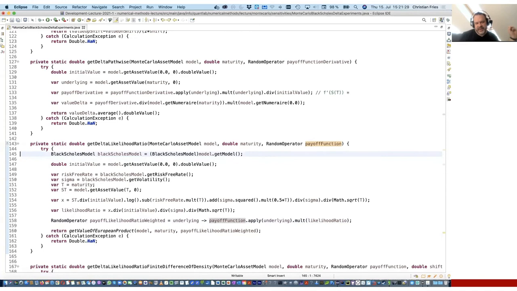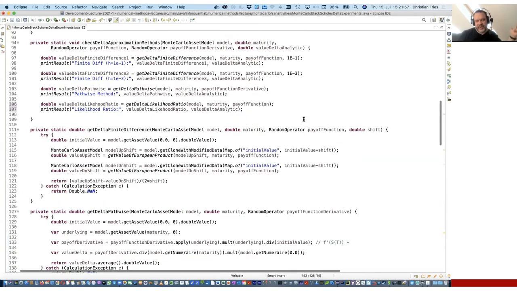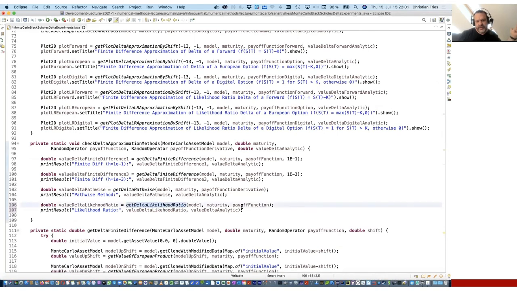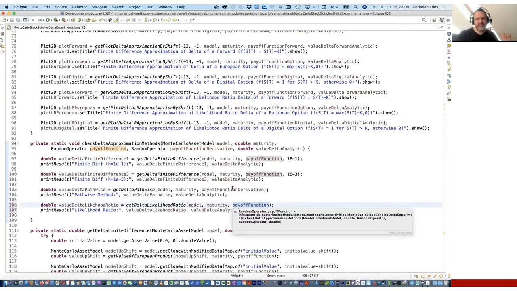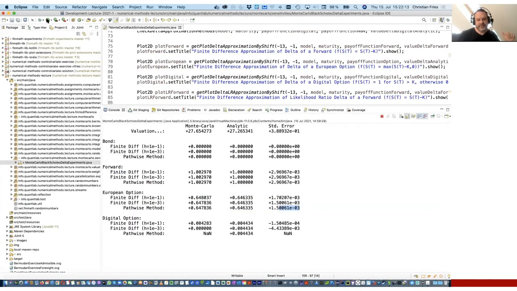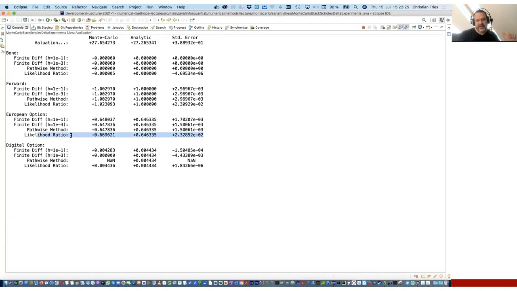And you see that it is model-specific here in the code because I need to know that it is a Black-Scholes model. I need to extract all those parameters, and then I have to find the weight for this specific model. So this part here is model-dependent. So let's run now all our financial products, so the bond, the forward, the call option, and the digital, with this method. So here I pass the payoff function and I just have this method. So I have here delta likelihood ratio with the payoff function. So for the Pathwise method, it was the derivative, but now I can just pass any payoff function. So let's run the program again. And we will see an additional line. So now I see an additional line and I see the likelihood ratio method.